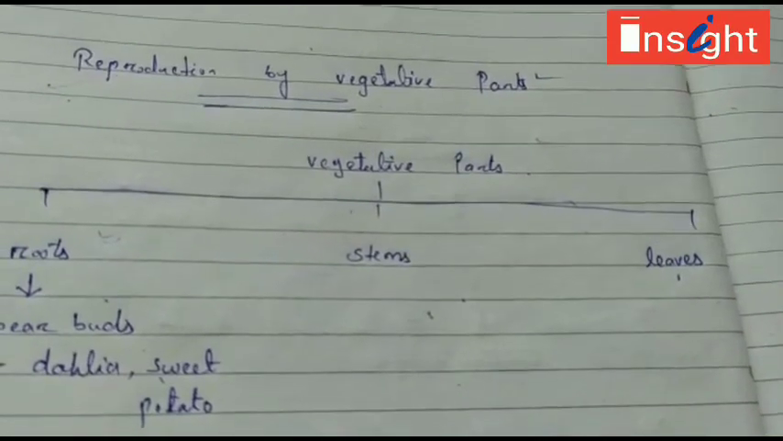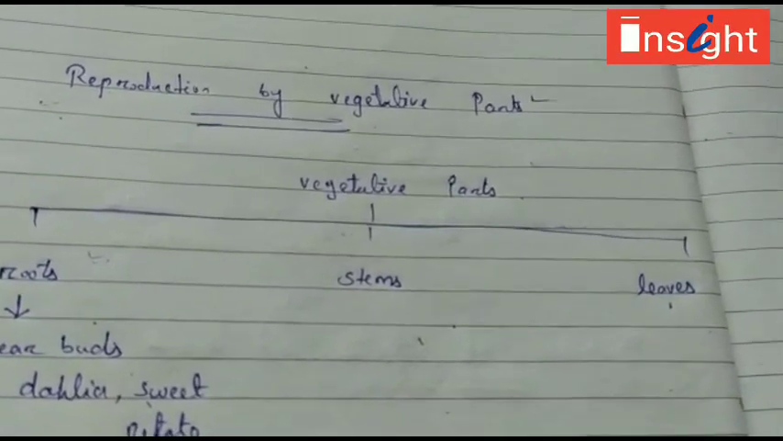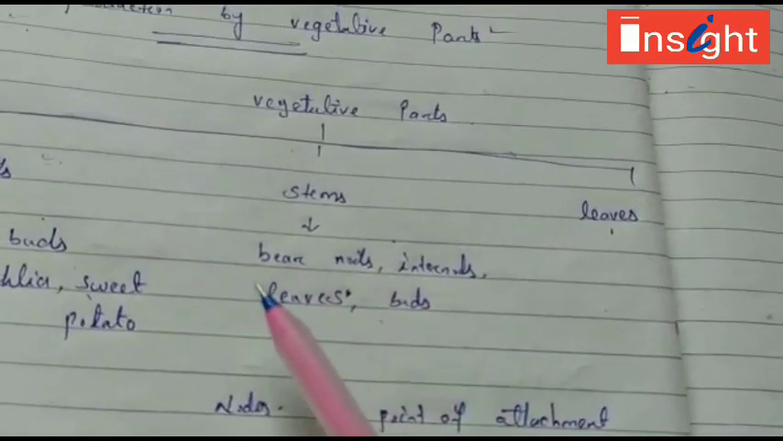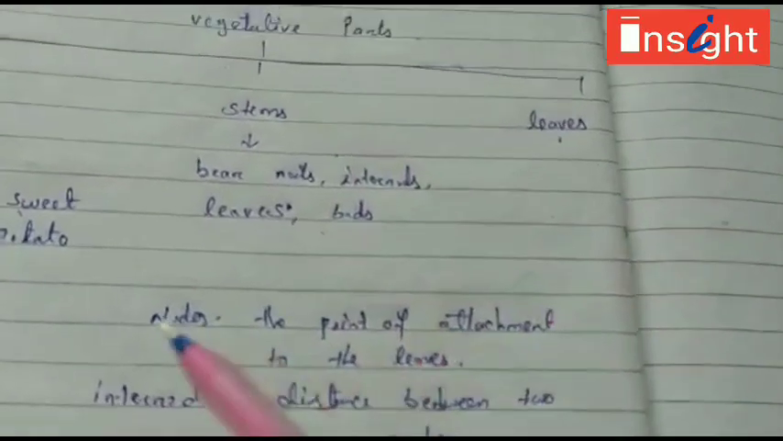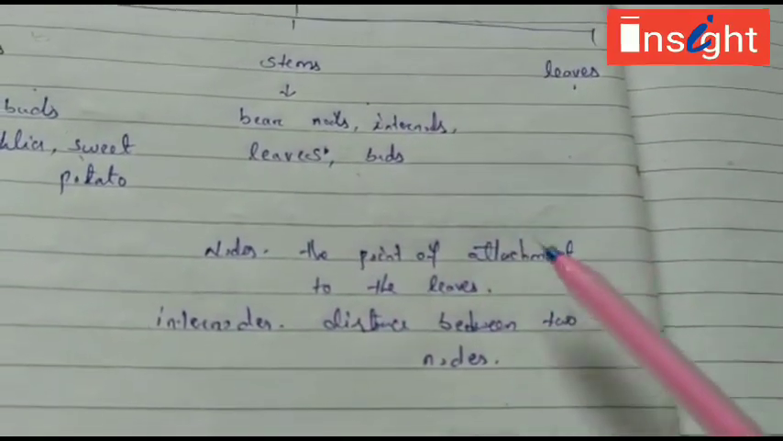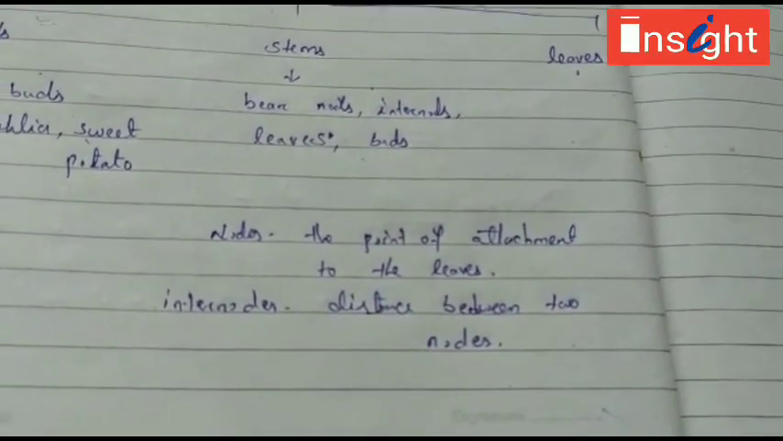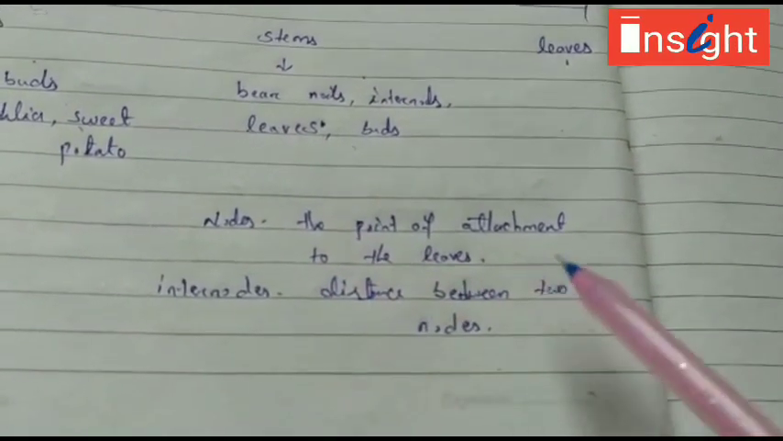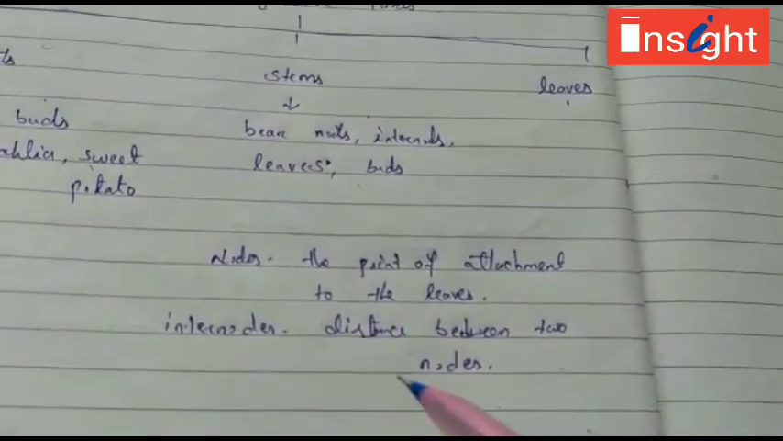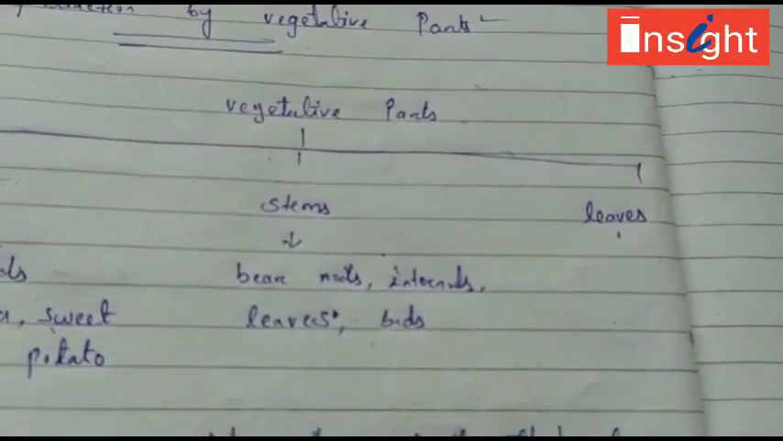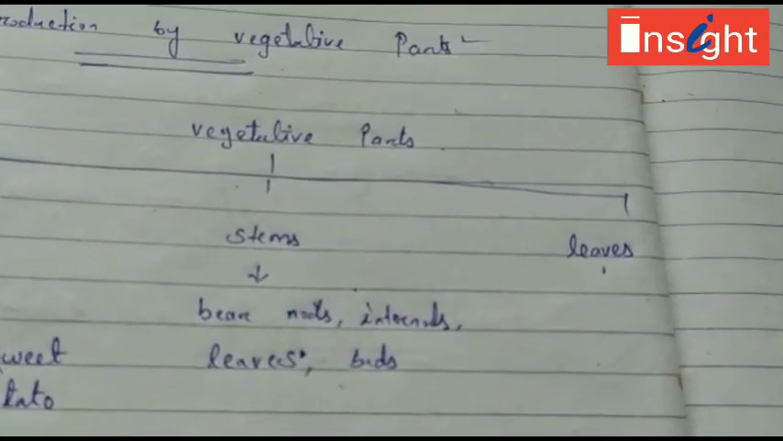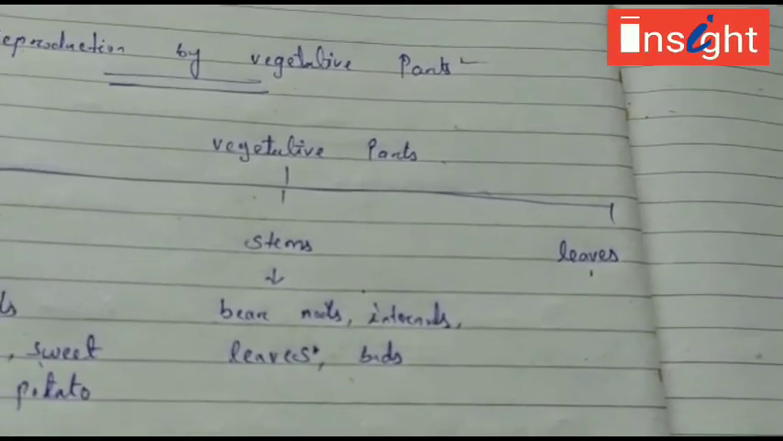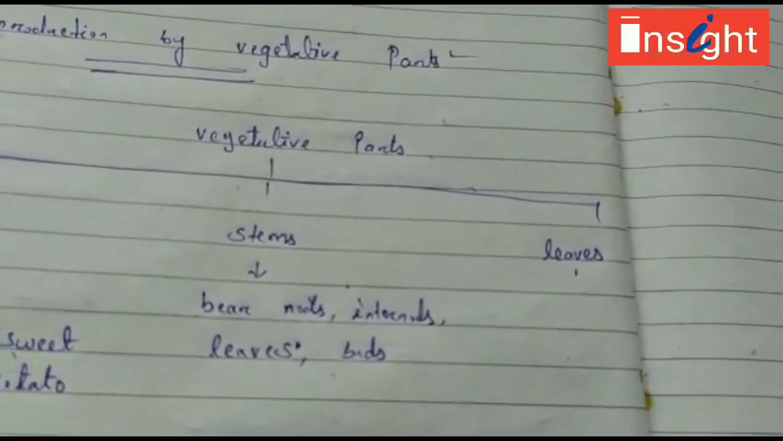Now you might be confused about what a node and an internode are. A node is the point of attachment of the leaves; the point where the leaves come out is known as a node. An internode is the distance between two nodes. The buds on the stems can grow into a new shoot or a new plant, for example ginger, potato, onion, turmeric and banana, all underground stems.